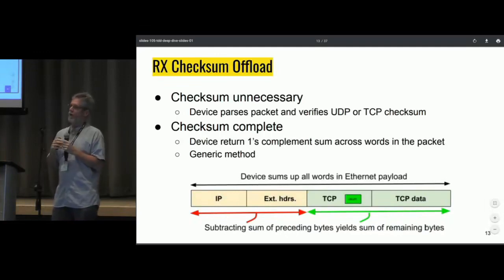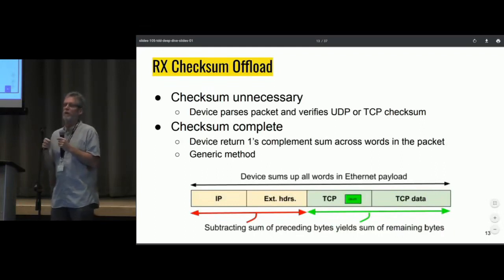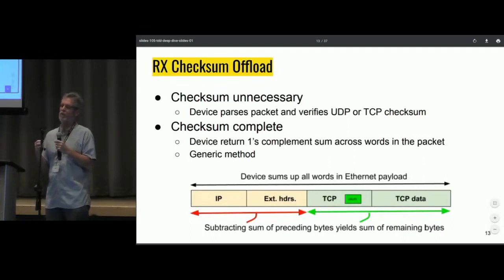It only really works with TCP and UDP packets that the device explicitly parses. The more generic method is checksum complete. In this case, the device performs a one's complement sum of the whole packet, starting from the IP header through the end of the packet, and it simply returns that sum in the receive descriptor to the host. The host can take that and use it, through simple manipulations of checksum, to verify any number of checksums in the packet. So this is really efficient, very generic, and is able, as I said, to verify many checksums in a packet.